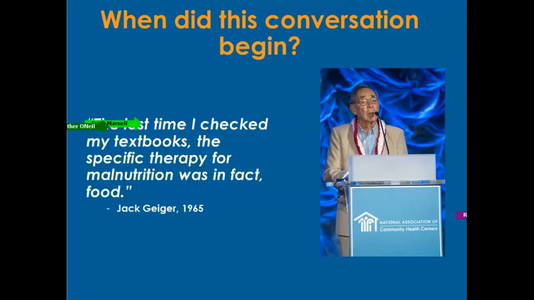So today, as I mentioned, today's topic is about social determinants of health. So how to begin this particular conversation? In 1948, the WHO, World Health Organization, defined health as a state of complete physical, mental, social well-being, and not merely the absence of disease or infirmity. In 1965, the Community Health Center program was launched in the U.S. based on an approach to care developed in South Africa that directly addressed community conditions that drive health outcomes. It's also when Dr. Jack Geiger, pictured here, famously said, "The last time I checked my textbook, the specific therapy for malnutrition was in fact food."